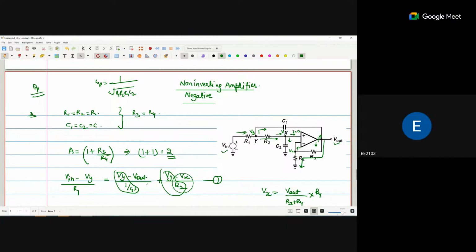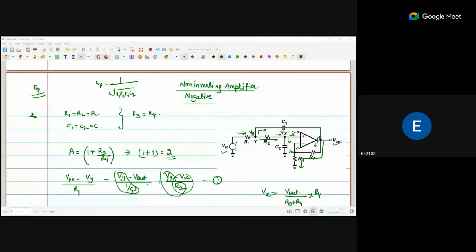Now the question number 4. Can you find out the same?